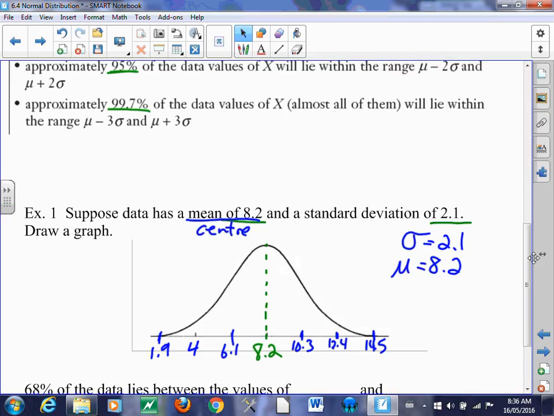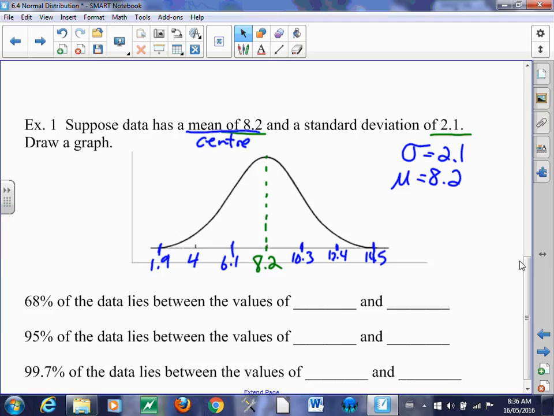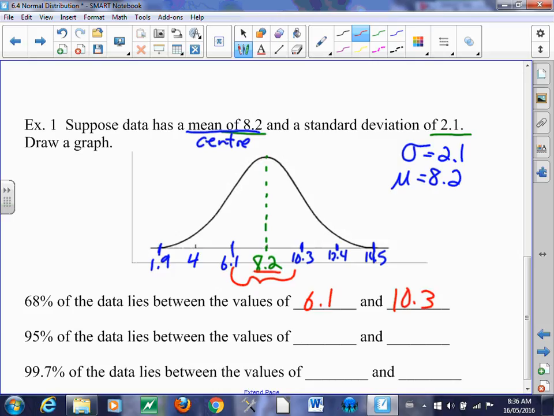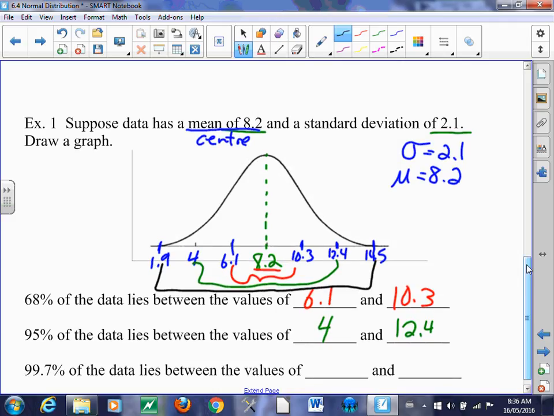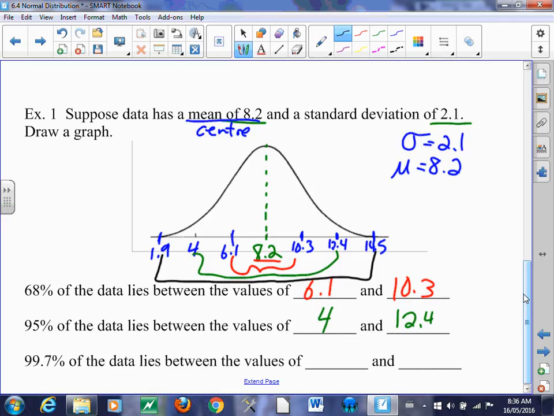Okay, so what do we know, folks? We've got our graph. Okay, we know where our mean is. Okay, our first standard deviation are those limits. So 68% of the data lies between the values of 6.1 and 10.3. Okay, now we're going to take a look at the second set of data. We have a limit of 4 to 12.4. That covers 95% of the data. And then we take a look at our extreme limits, which are our third standard deviation, okay? And included in all that is 1.9 to 14.5. So if we're saying 3 standard deviations, folks, that includes the data from second and first standard deviations. It's all in together. That's why it's so much.